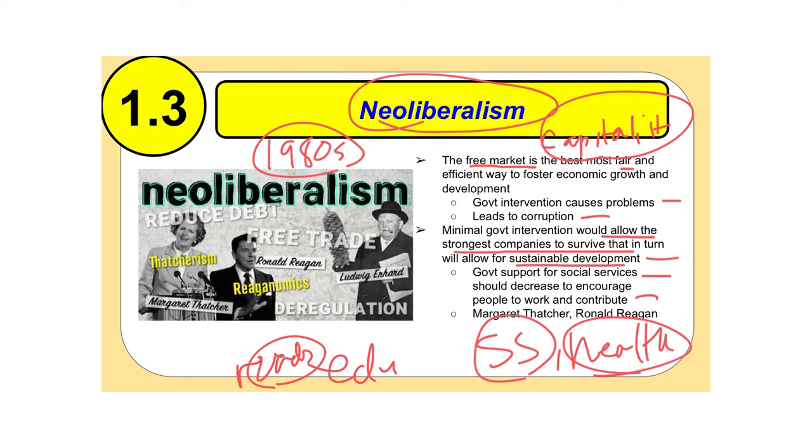So neoliberals in this graphic want to reduce the debt and have free trade. Margaret Thatcher and Ronald Reagan are definitely two individuals that are most known for modern neoliberalism.